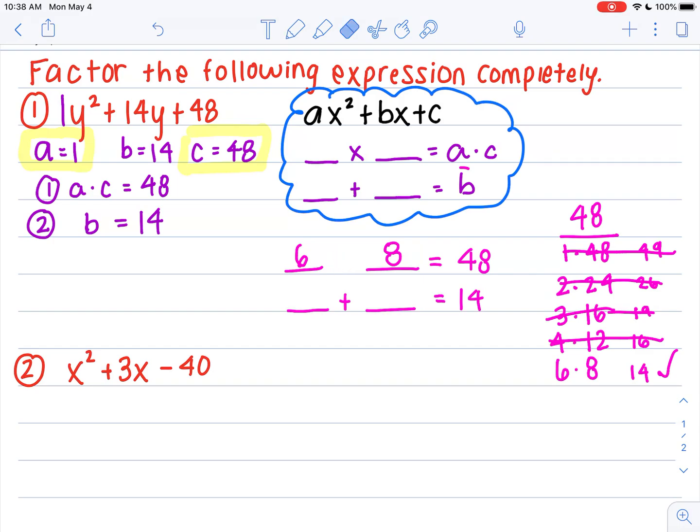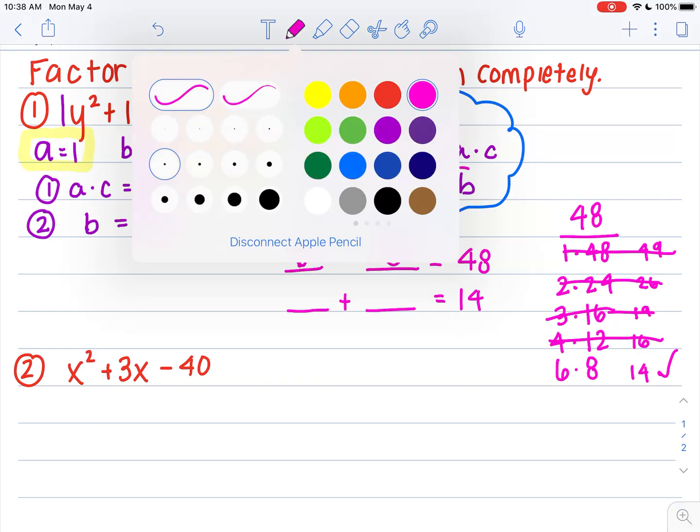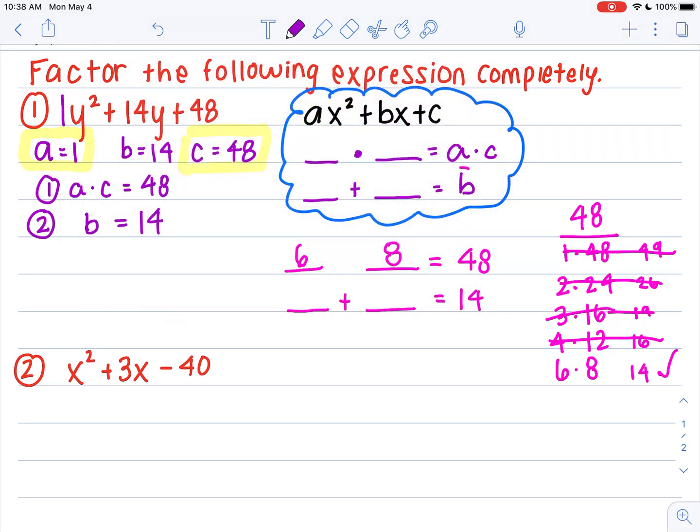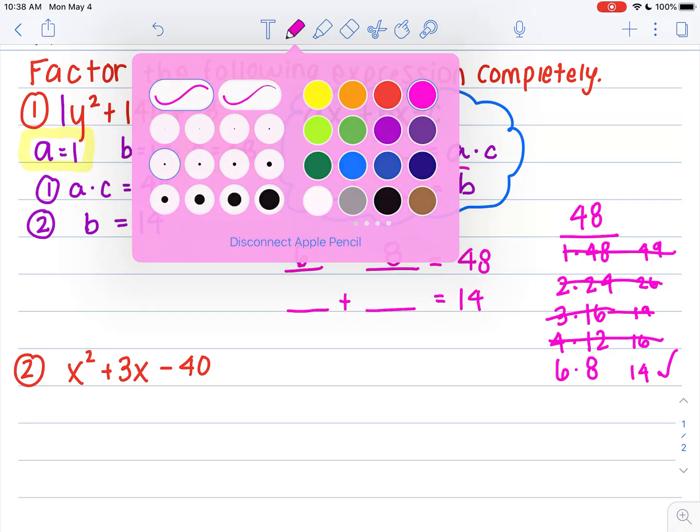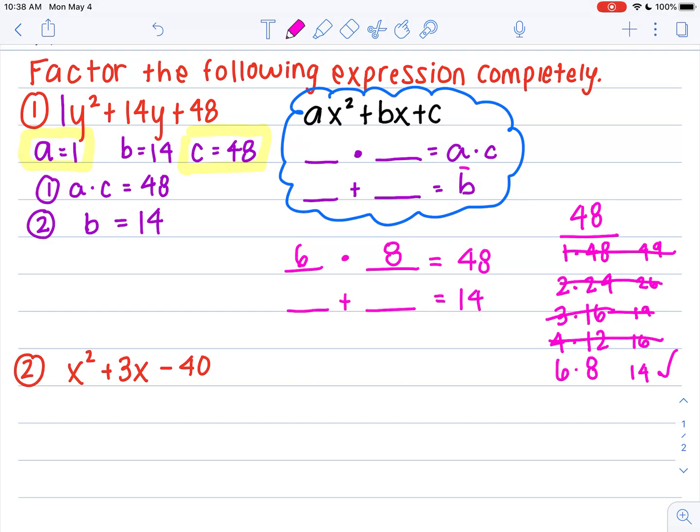And you know what? I don't like that I did x's here. I'm going to do a little dot, because x now in algebra 2 definitely means the variable. So I'm just going to do a dot. So we do 6 times 8 is 48, and then 6 plus 8, notice these are always the same numbers, is 14.